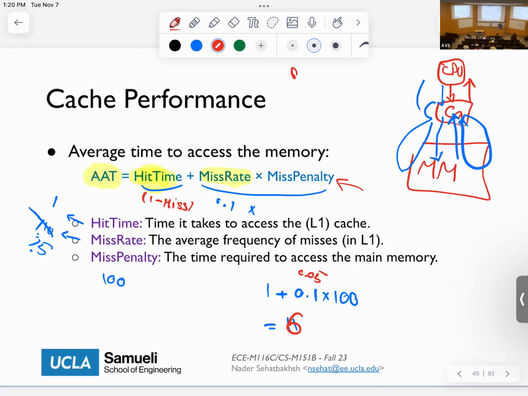So basically, you always pay the hit time penalty. Sometimes you pay the main memory penalty, sometimes you don't. That's why the miss rate is basically coming into it. Okay. So basically, what does this say?